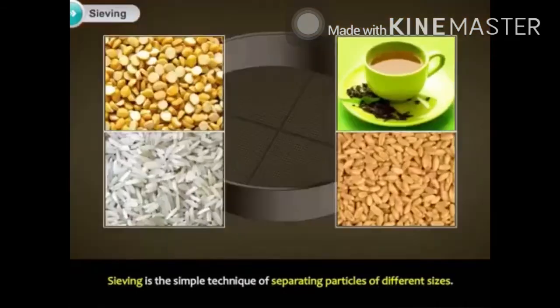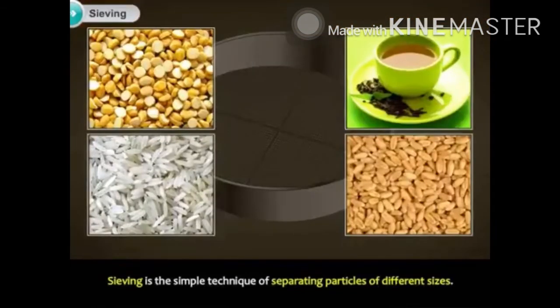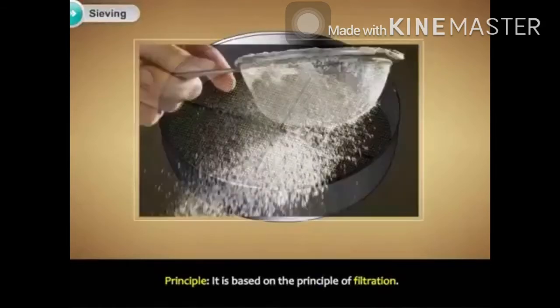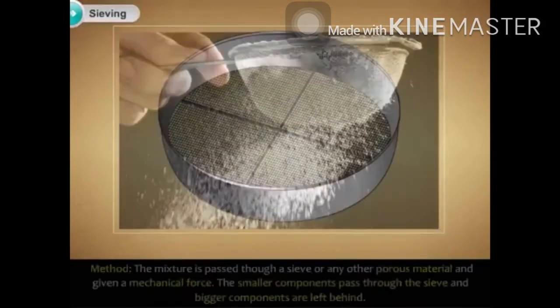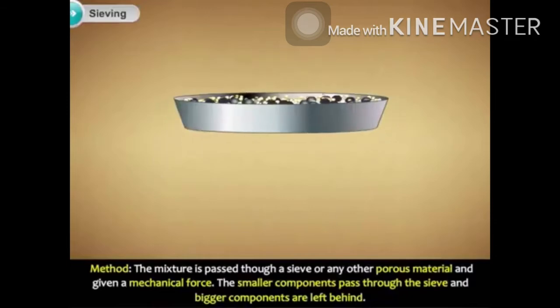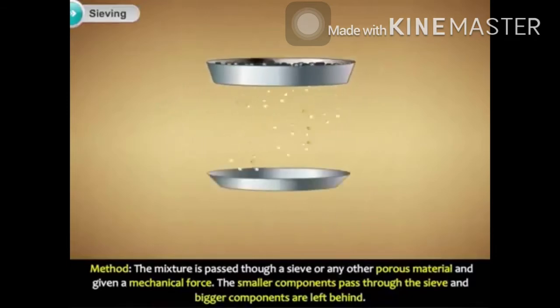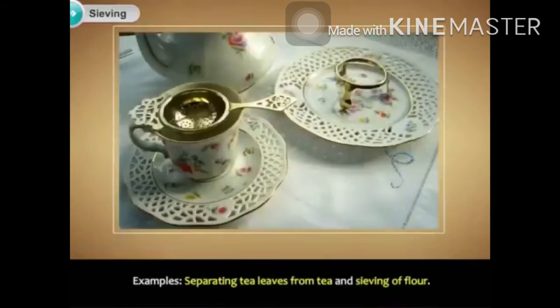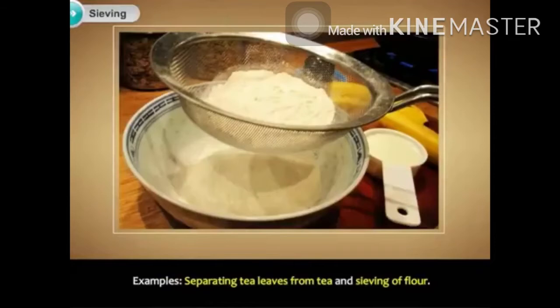Sieving is the simple technique of separating particles of different sizes. It is based on the principle of filtration. The mixture is passed through a sieve or any other porous material given a mechanical force. The smaller components pass through the sieve and bigger components are left behind. Examples: separating tea leaves from tea and sieving of flour.